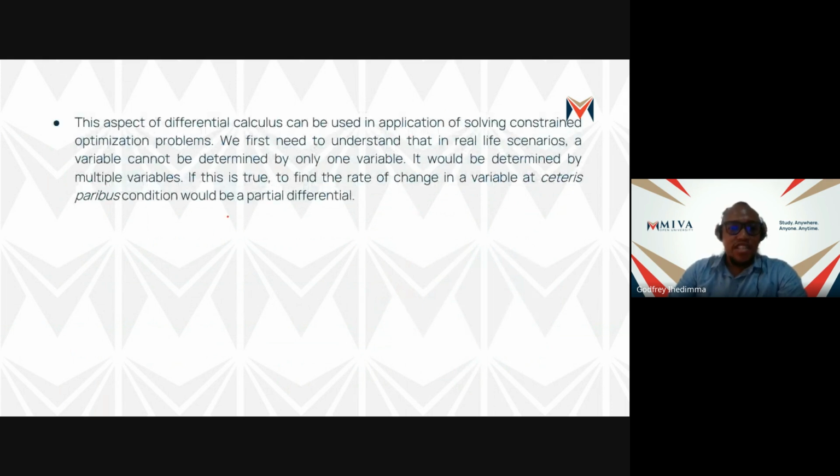Now, this aspect of differential calculus can be used in application of solving constrained optimization problems. We first need to understand that in real life scenarios, a variable cannot be determined by only one variable. It is not possible. It would be determined by multiple variables. If this is true, to find the rate of change in a variable at ceteris paribus condition would be a partial differential. Now, I'll take it one at a time.